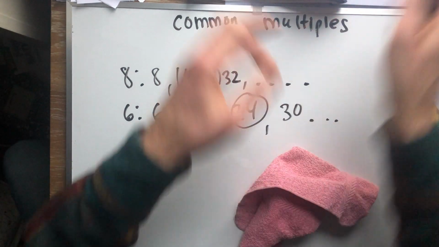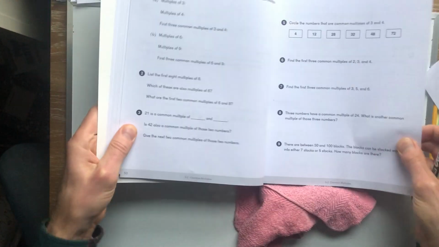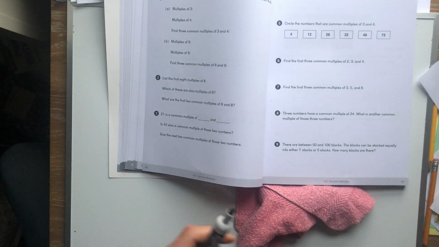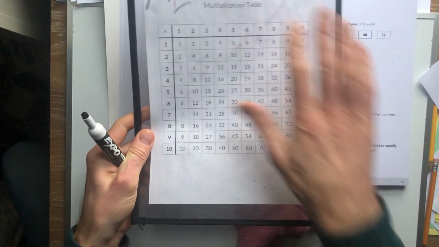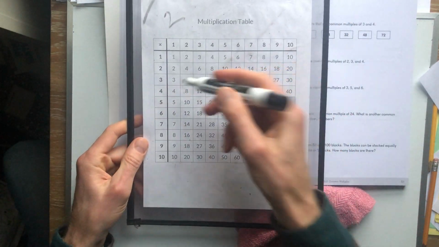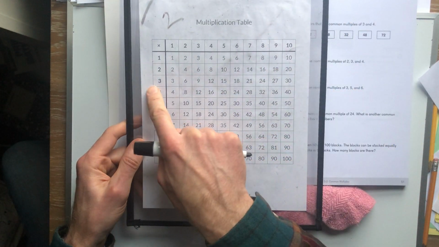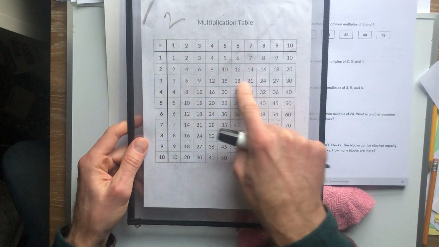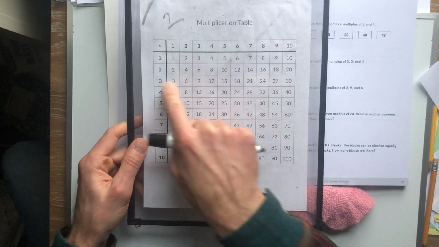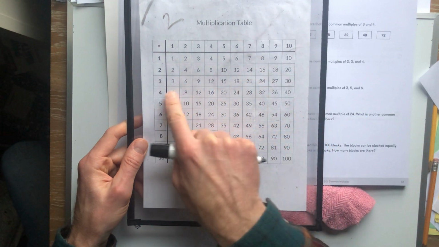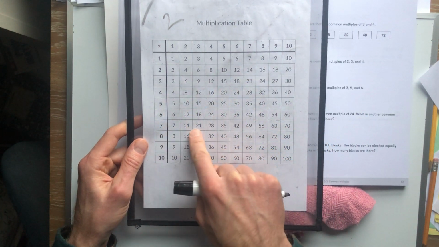Or if it says here, number 3, it says 21 is a common multiple of what 2 numbers? So what I would probably do is just look at your multiplication chart. And where do you see 21? Oh, I see it right there for 3. Do you see any more 21s? See if you can find another one.